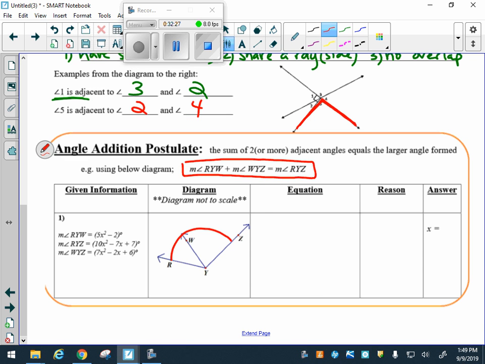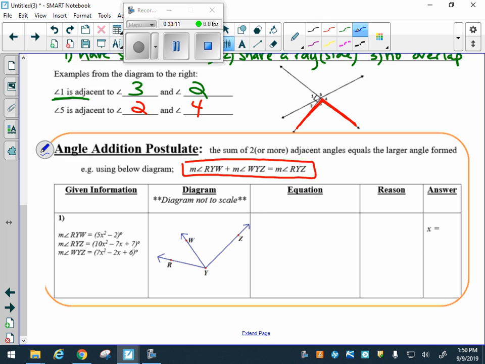Okay, so this is an example of the angle addition postulate. The measure of angle RYW, that's this one, plus the measure of angle WYZ, that's this one, equals the measure of angle RYZ, that's the entire thing. Now, that may seem obvious to you. It may not. But the important thing here is applying the skills that are going to take you all the way through June. Oftentimes, you're going to be given information in a list like this. You have got to get into the habit of labeling your diagram really carefully with the given information.